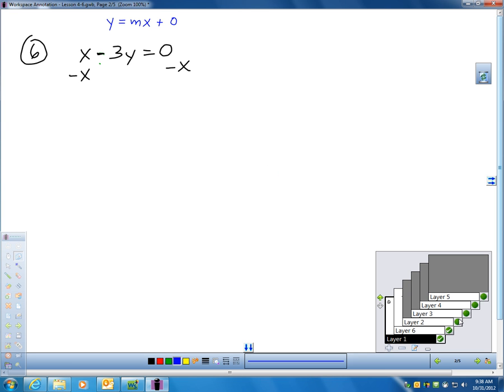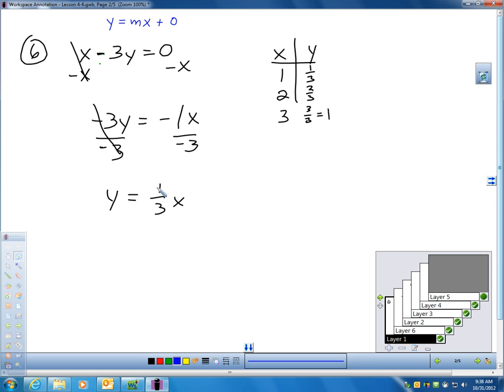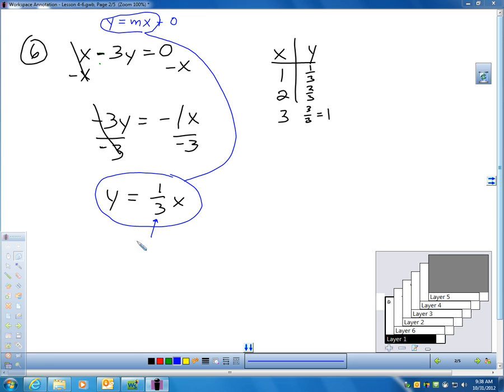I'll take away x from each side, which gives me negative 3y equals negative 1x, and I'll divide each side by negative 3, and I get y equals 1/3 x. Well, do you notice this is definitely in this form? I have y equals 1/3 x plus nothing. My constant of variation right now is 1/3.